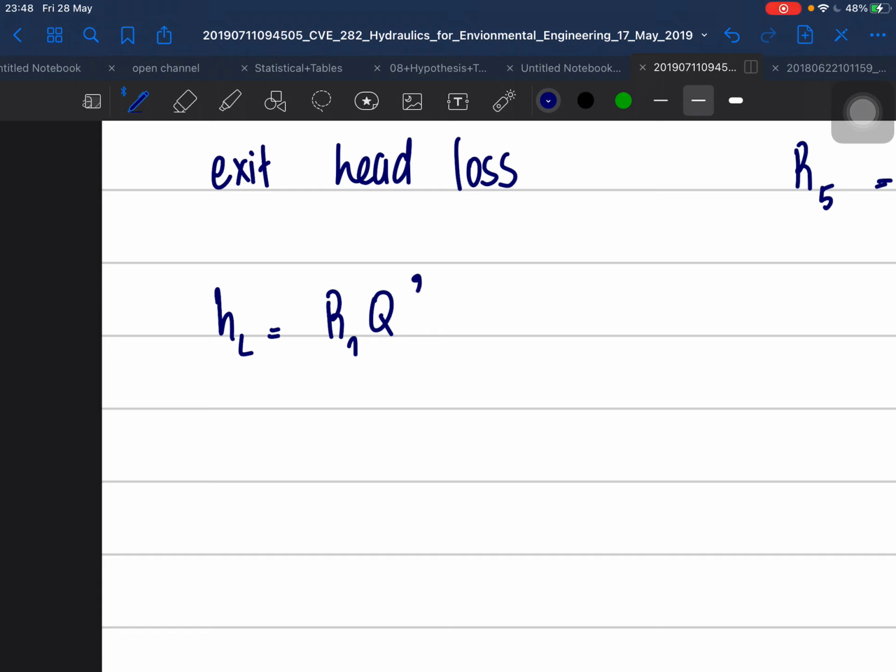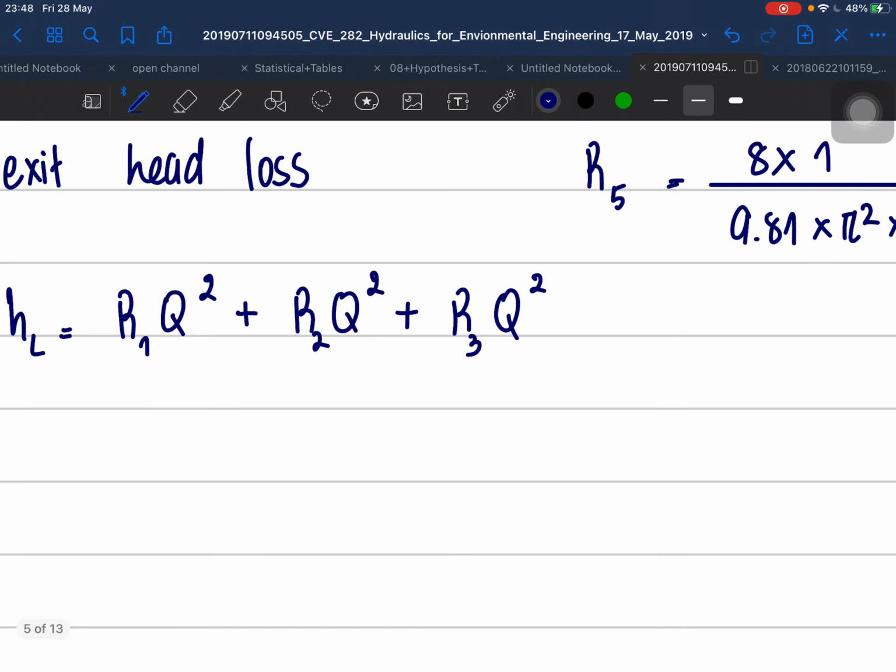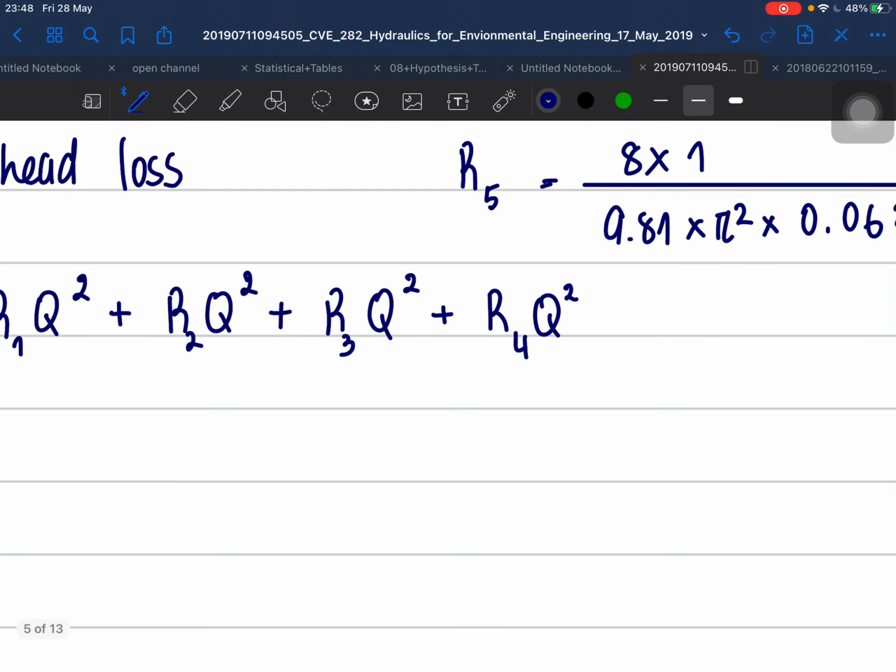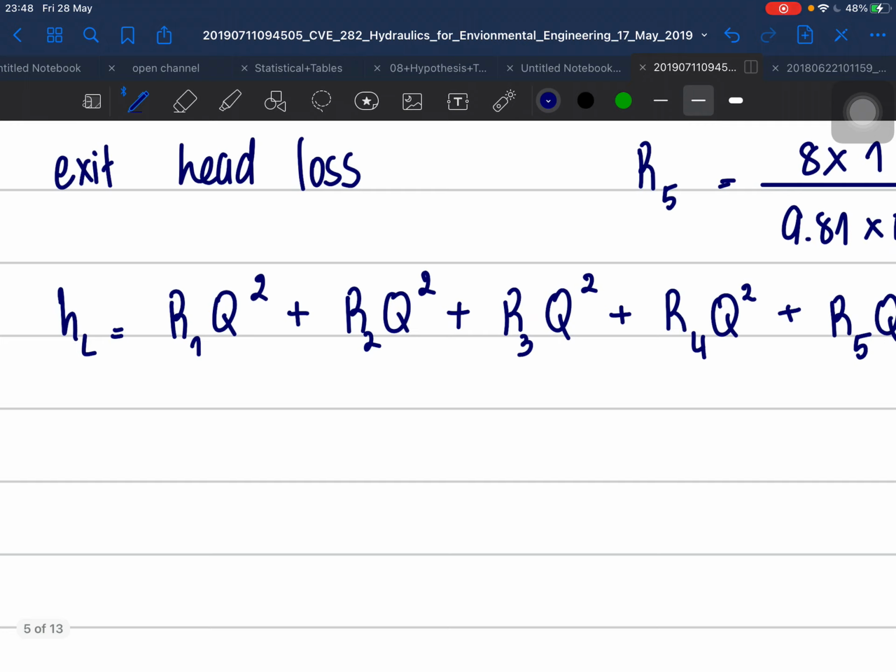R1 Q squared plus R2 Q squared plus, this is the reason why I'm recalculating every time I write for you guys, so I'm afraid it will get different. In this case, for our exam, we're not going to find Q because Q is already given, and as you can see, Q is always the same, no matter how it has been through the pipe. So we can write it as this.